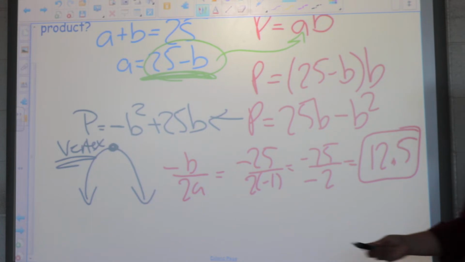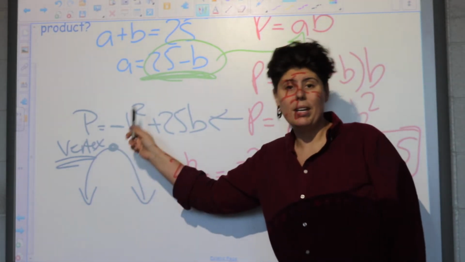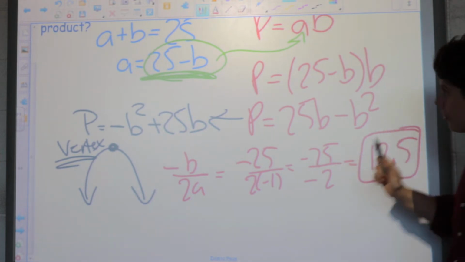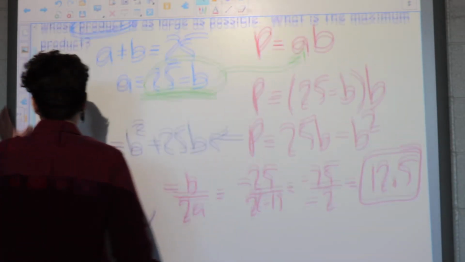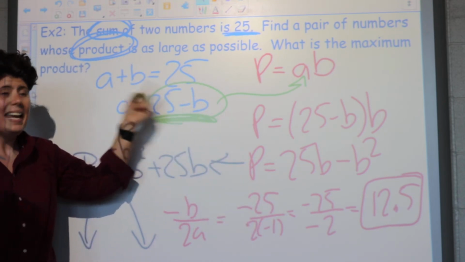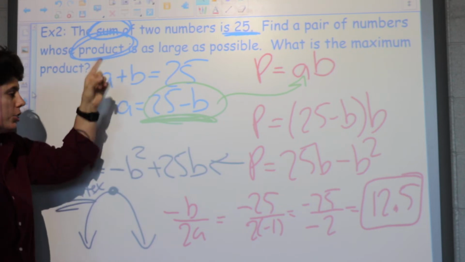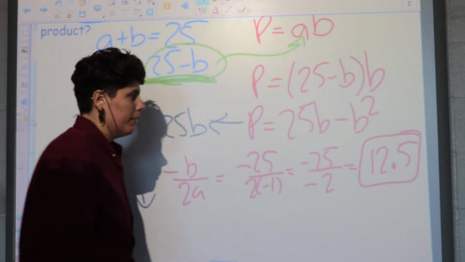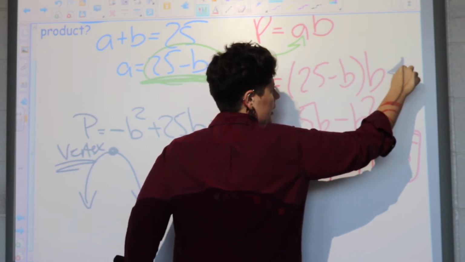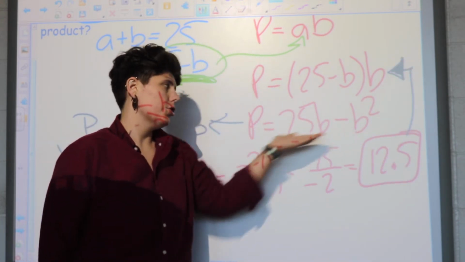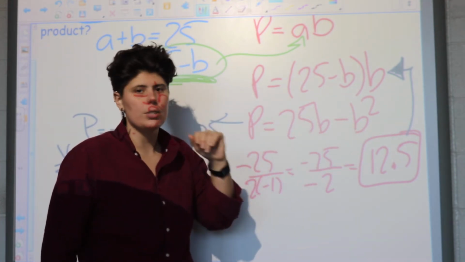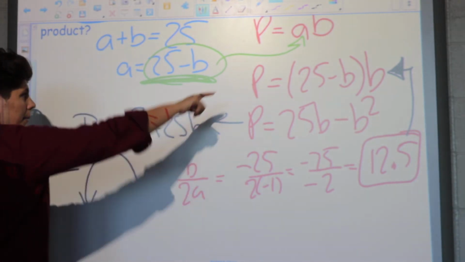That means the x value of my vertex, or in this case the b value of my vertex, is actually 12.5. The problem does not ask me to find the dimensions. If it did, I would just plug in and find the dimensions. It asked me for the maximum product. So my job is to take the 12.5 and plug it back in to my formula to solve for the product. Again, you could use the distributed formula, but I'm not trying to square 12.5 and then subtract. This is too much effort for me. I'm not going to do that. So instead, I'm going to use the factored formula.